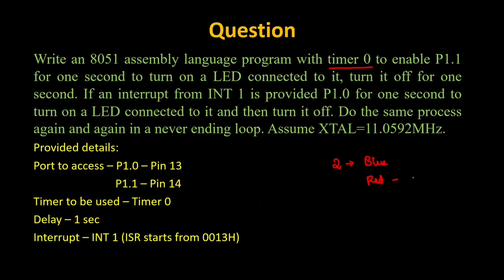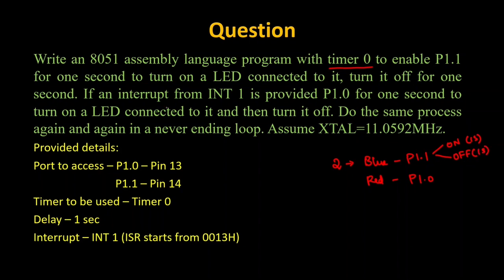The red LED is connected to port 1.0 and the blue LED is connected to port 1.1. This is the connection which I have made, but you can make your own connection. For our understanding, I have made it in this fashion. P1.1 should be on for 1 second. First it should be on, and after that it should be off for 1 more second, right? That is what the question is.